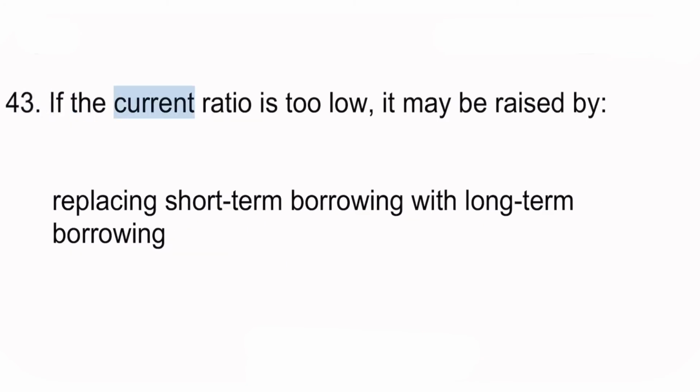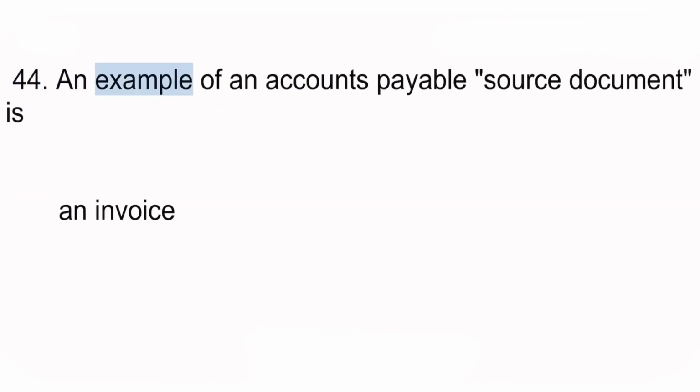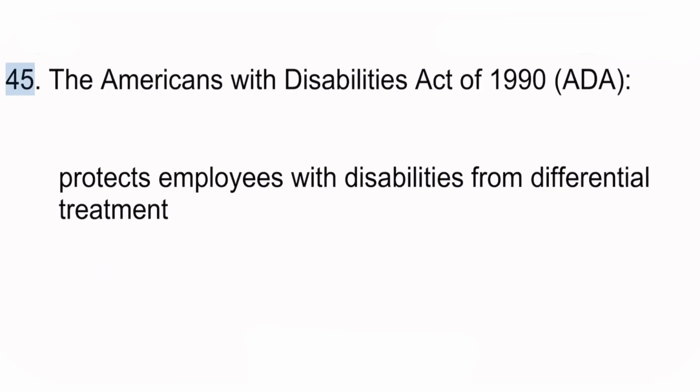43. If the current ratio is too low, it may be raised by replacing short-term borrowing with long-term borrowing. 44. An example of an accounts payable source document is an invoice. 45. The Americans with Disabilities Act of 1990, ADA, protects employees with disabilities from differential treatment.